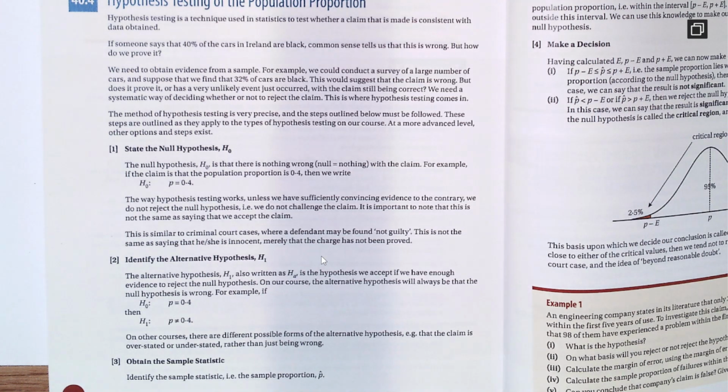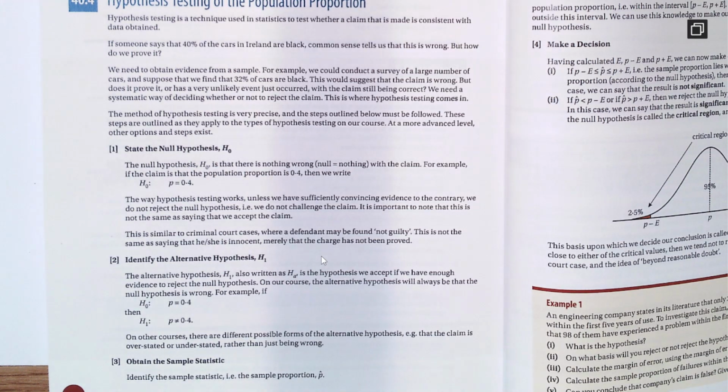Okay, so that's the job here. State the hypothesis. The null hypothesis H0 is that there is nothing wrong; null equals nothing but the claim. For example, if the claim is that the population proportion is 0.4, or 40%, then we write that the population proportion is 0.4, so P equals 0.4.